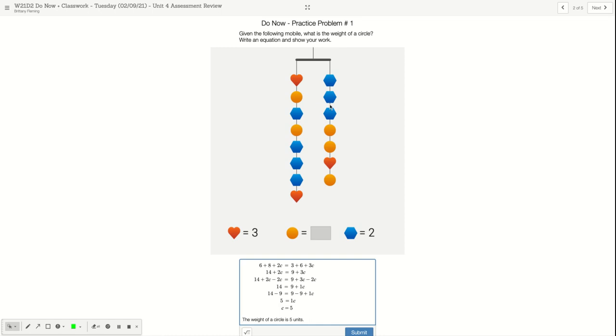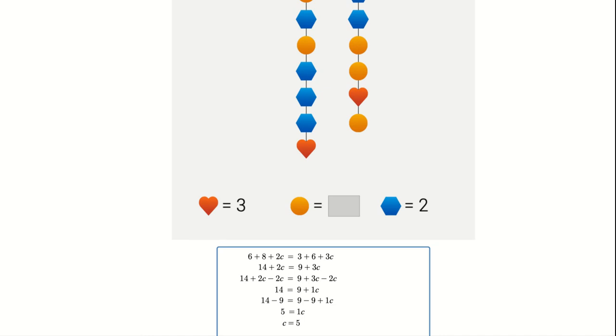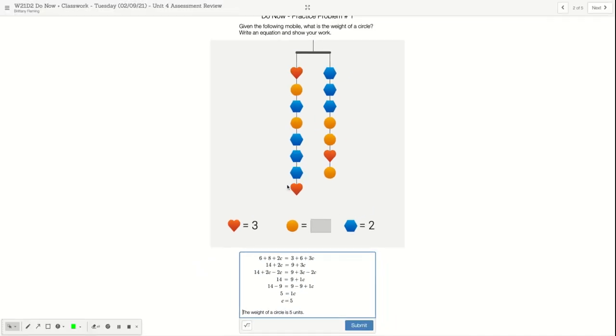To solve practice problem number 1, I wrote an equation, as you can see down here, for my mobile. The first thing I did was zoom out so that I could see my text box and my mobile on the screen at one time.